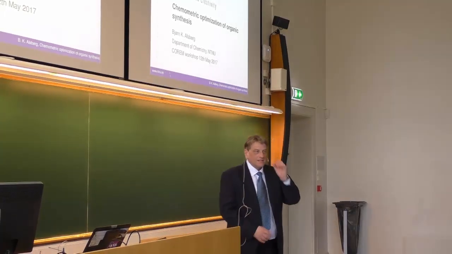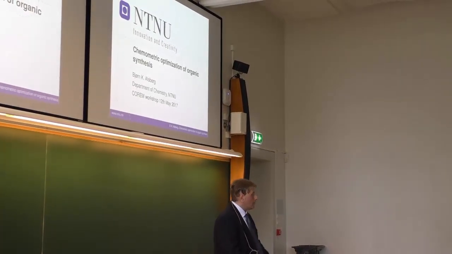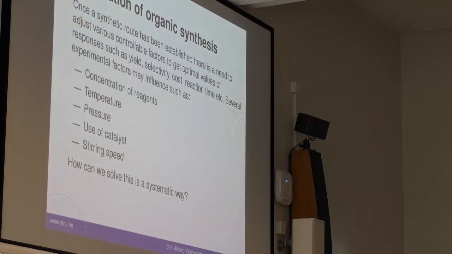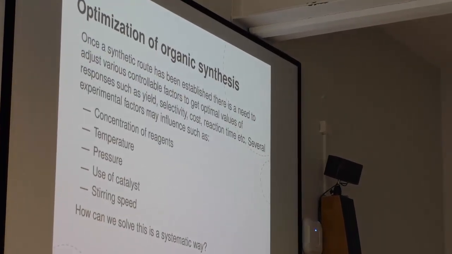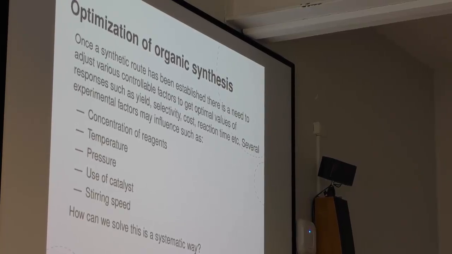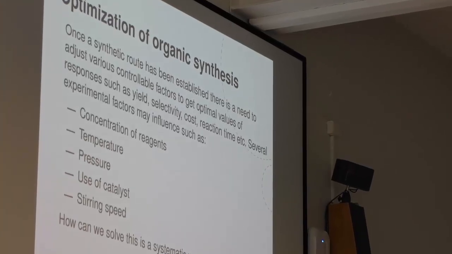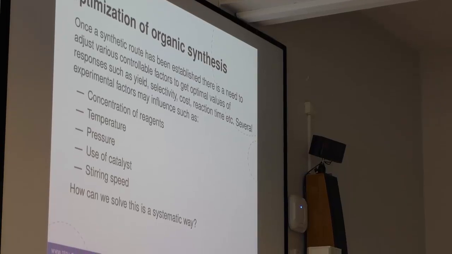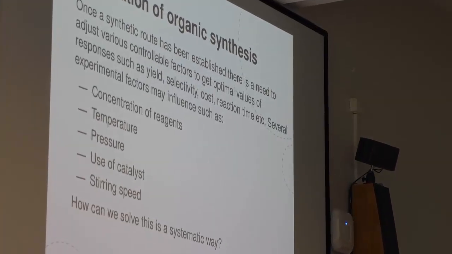Thank you very much. So what I'm going to talk about is a tutorial on how chemometrics can be used to optimize organic synthesis. So the starting point for me here is to assume that you already have a route to your target molecule. But we also know that in order to move forward, you have to adjust multiple controllable factors in order to optimize different responses such as the selectivity, the yield, and so on. And examples of such controllable factors are the concentration of reagents, temperature, the use of catalysts, stirring speed, and so on. So the question is, how can we explore this in a more systematic way?